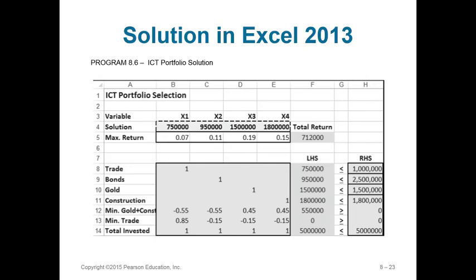So the solution that you get with Excel Solver here when you put it through says that you're going to have $750,000 invested in the bonds, $950,000 in gold, $1.5 million in construction loans, and you will get a maximum total return of $712,000. That's your guesstimate that you would get.